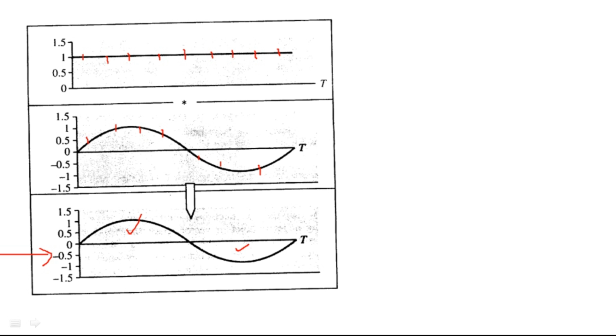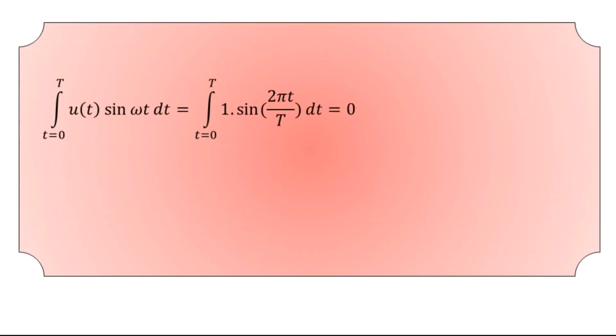The same thing can be mathematically described with the help of the expression where we have the integral from t equal to 0 to capital T of u of t times sine omega t dt, that is given by the integral again from t equal to 0 to capital T, where instead of u of t we are putting 1. So here it is 1 multiplied by the sine function. Instead of omega we are substituting 2 pi divided by capital T here.